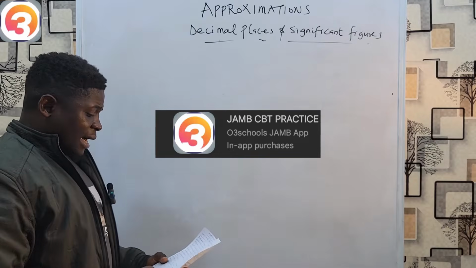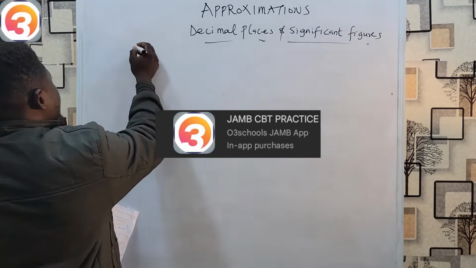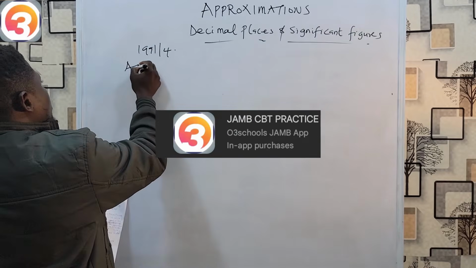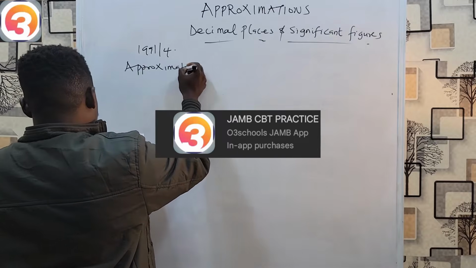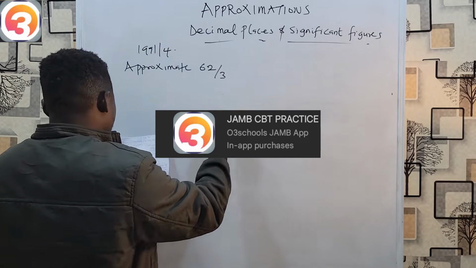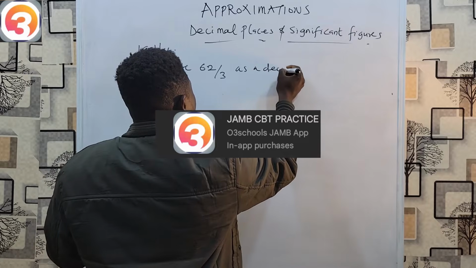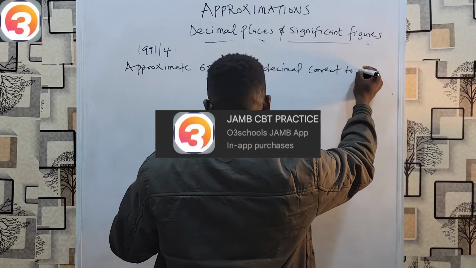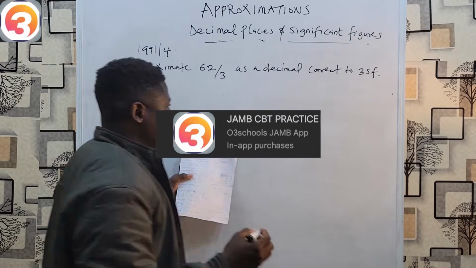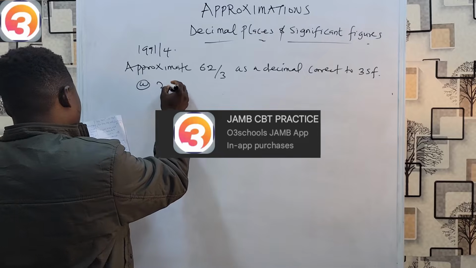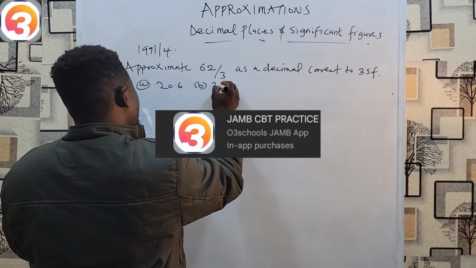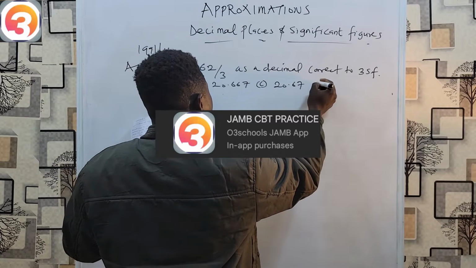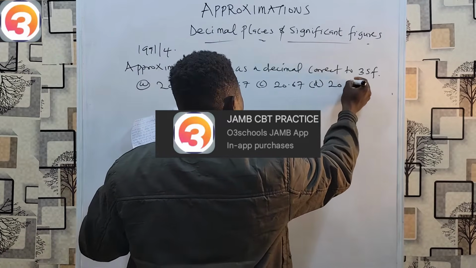Now we're giving an example here. This is a 1991 JAMB question number 4. They said approximate 62/3 as a decimal correct to 3 significant figures. Now our options: A was 20.6, option B was 20.667, option C was 20.67, option D was 20.7.